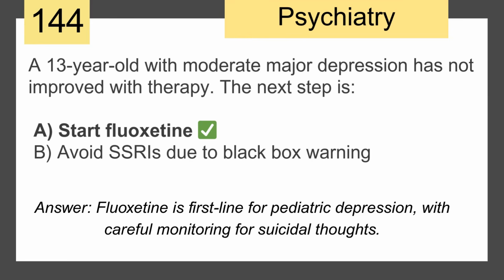Question 144, a 13-year-old with moderate major depression has not improved with therapy. The next step is to start fluoxetine. Fluoxetine has been shown to be first line for pediatric depression. Actually, fluoxetine is the only SSRI FDA approved for children above the age of 8. Lexapro if they're above the age of 12.